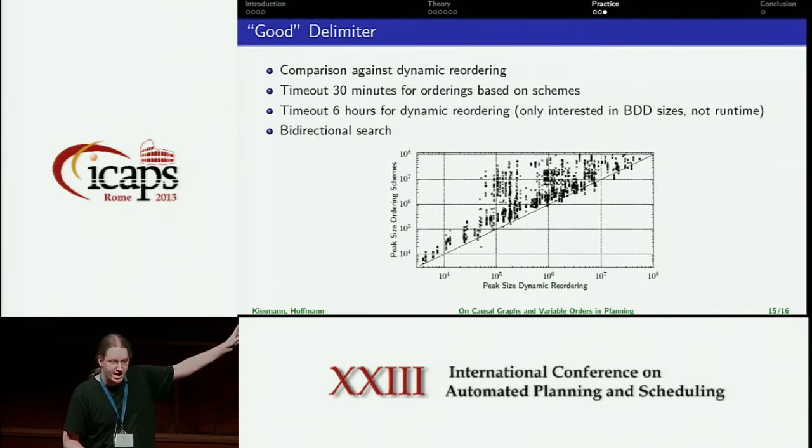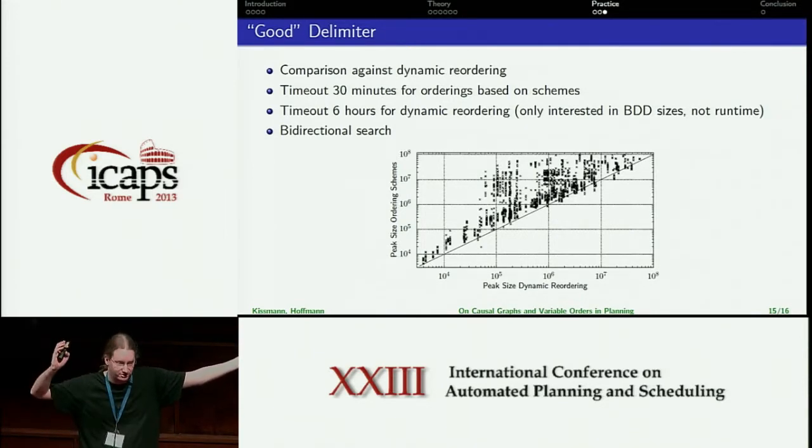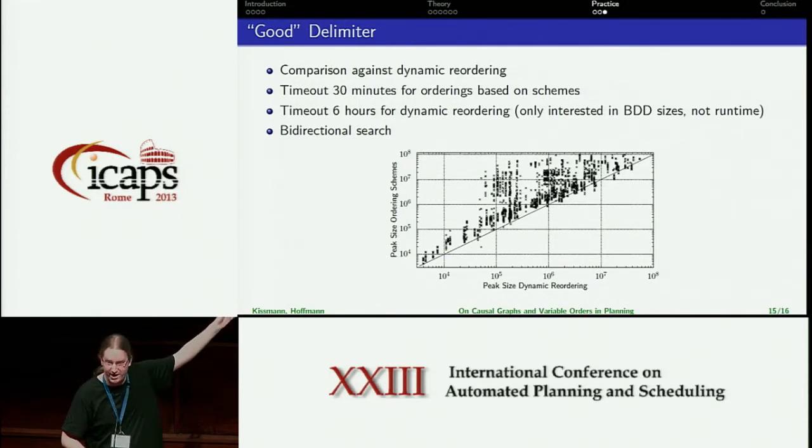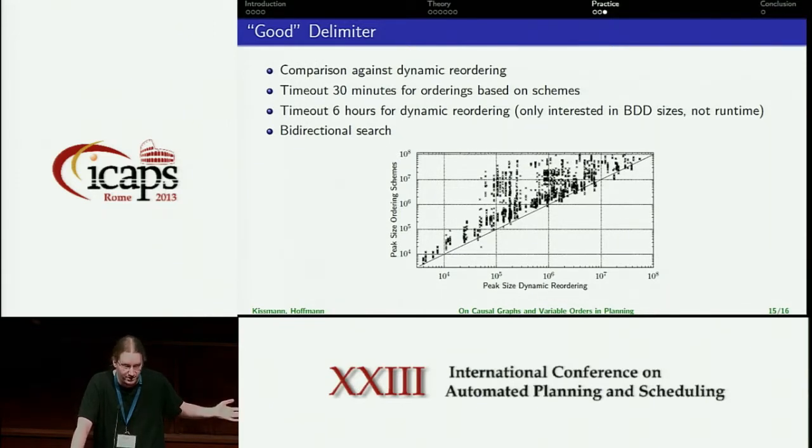And here this graph basically shows the result. On the x-axis, we see the peak BDD sizes for our dynamic reordering, and on the y-axis, the peak BDD sizes for our static orderings. And, well, it's quite clear what we see here. The static orderings are nearly always worse than dynamic reordering, and in several cases they're even 3 orders of magnitude bigger. Well, the resulting BDDs are 3 orders of magnitude bigger than when applying dynamic reordering.